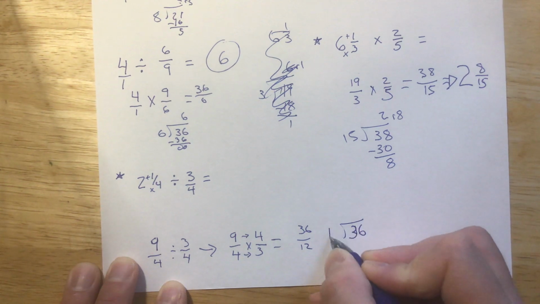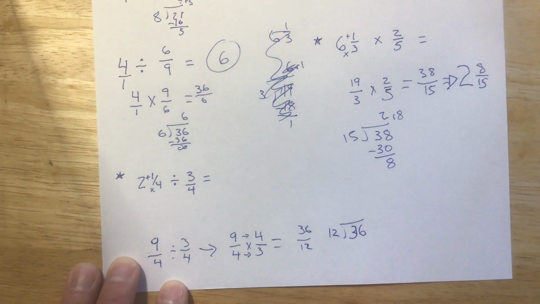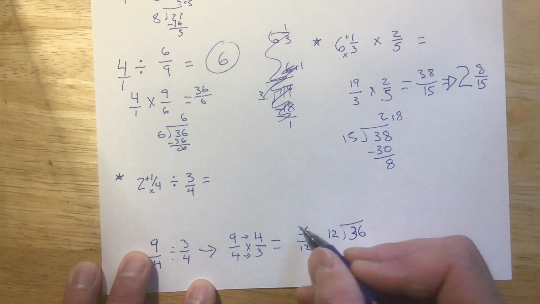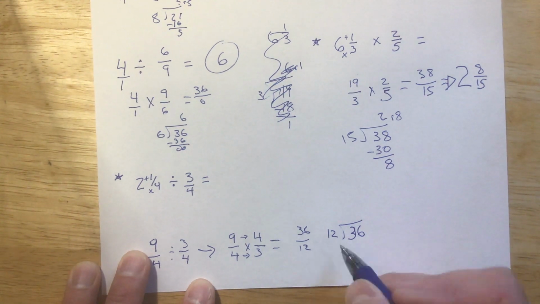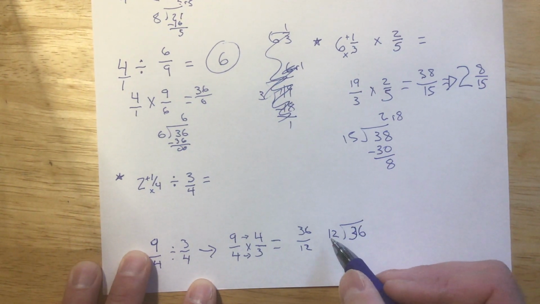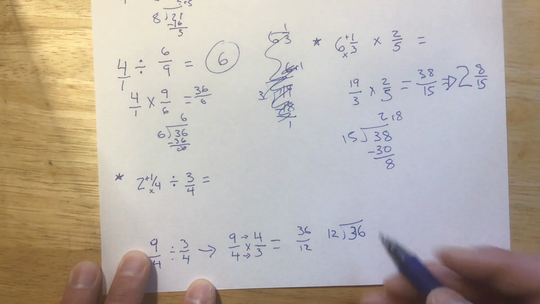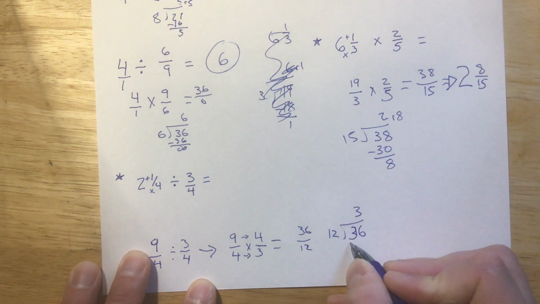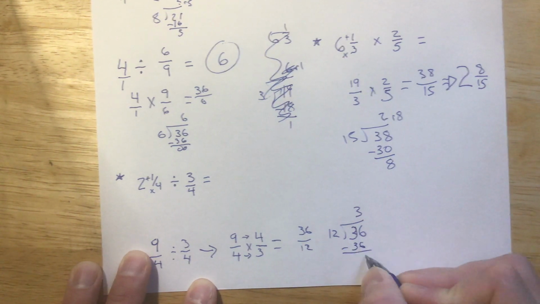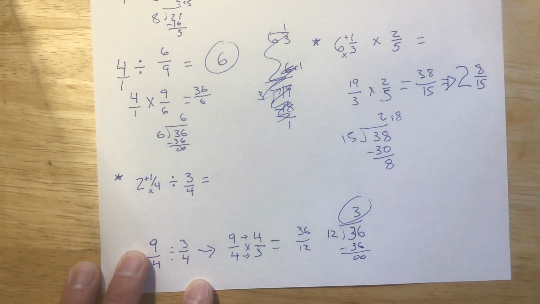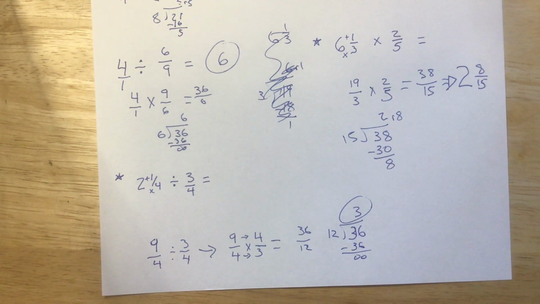So 36 divided by 12, it's always top divided by bottom, forever and ever and ever when you have fractions, top divided by bottom. If I look at my chart, this answers pretty quickly because if I go down my 12s column, 36 is 12 times 3. So 3 times 12 is 36. I subtract, nothing left. I just have a whole number answer. No mixed number for that one.